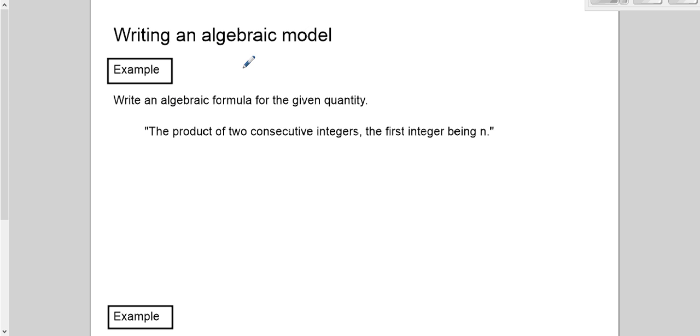Looking at writing an algebraic model. Here an example says write an algebraic formula for the given quantity. The product of two consecutive integers. The first integer is n. I underlined these terminology because we need to know what these mean to be able to work through this problem. Product is the answer of a multiplication problem.